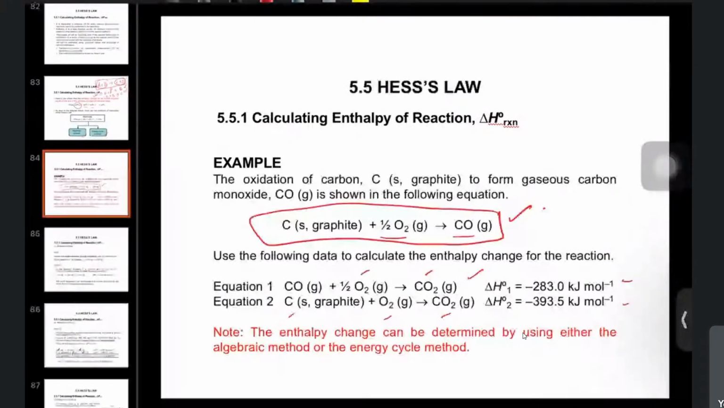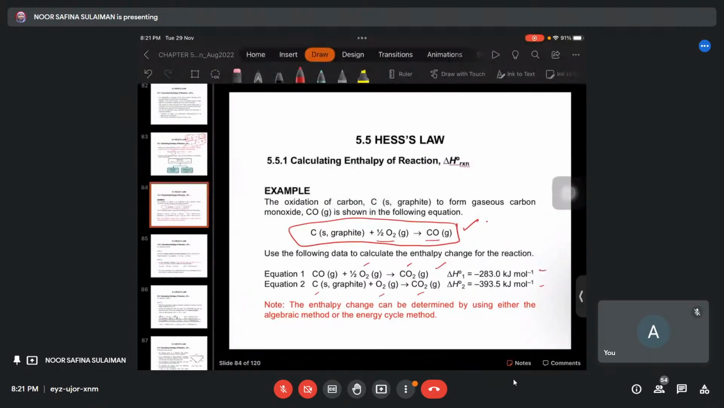Hello, ada orang ke? Hello? Yes, madam. Boleh dengar. Dengar. Okay, saya tanya ni. Okay, yang lain tu respon.